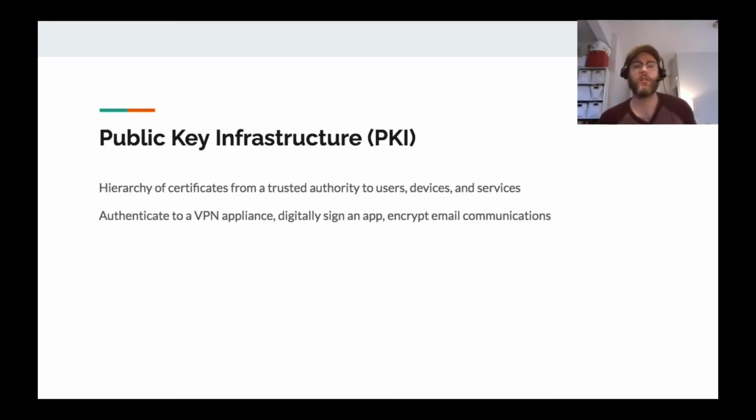Public key infrastructure. It's like certificates for authentication, encryption, and stuff. So you'll have trusted authorities, which give you these certificates that you can encrypt things with, or prove your identity with, authenticate to a VPN, stuff like that.